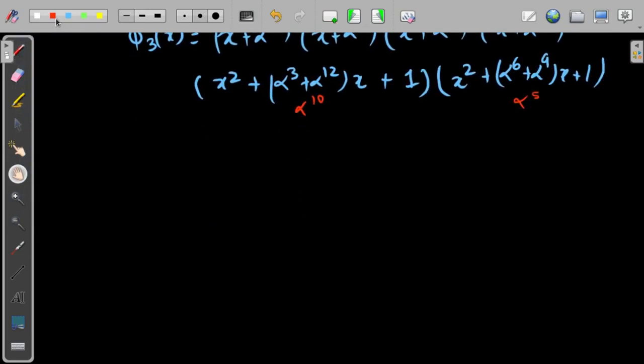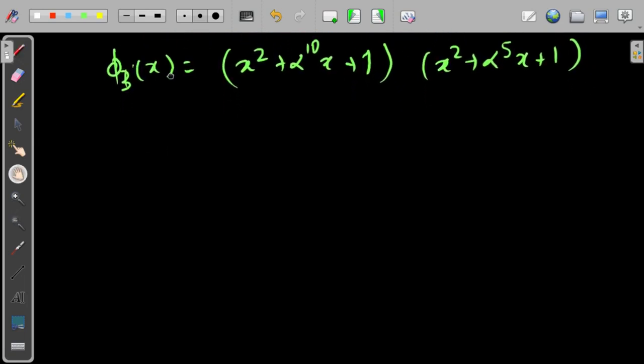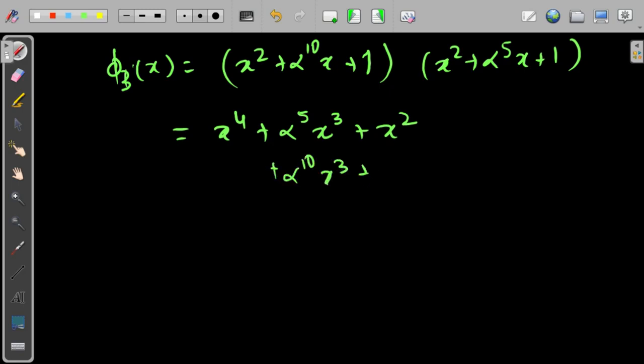So let me just consider this only, and so phi of 3 of x will be equal to x square plus alpha 10x plus 1 times x square plus alpha 5 of x plus 1, and if I will multiply these two together, I will end up with x to the power 4 plus alpha to the power 5 x cube plus x square, and here again if I will multiply with alpha 10, I will get alpha to the power 10 x cube and then alpha to the power 15, which is again going to give me 1 only, right?